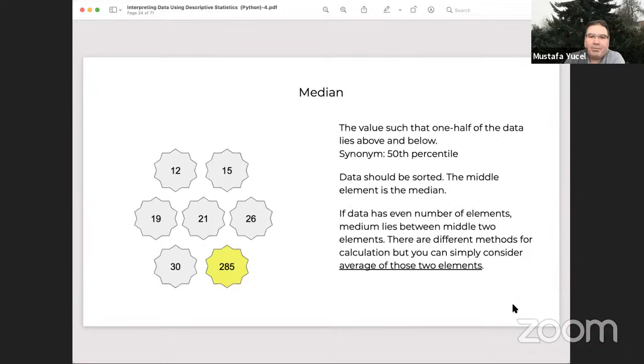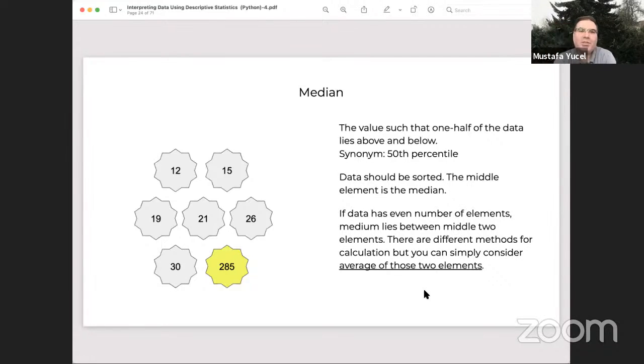Here we will see, if data has an even number of elements, the median lies between the middle two elements. There are different methods for calculation, but you can simply consider the average of those elements. When you have an odd number, let's say 11 data points, you can put 5 above and 5 below, and the one in the middle is the median. But when you have an even number, 10 data points, you have two middle data points, not one. In that case, you take the average of these data points.